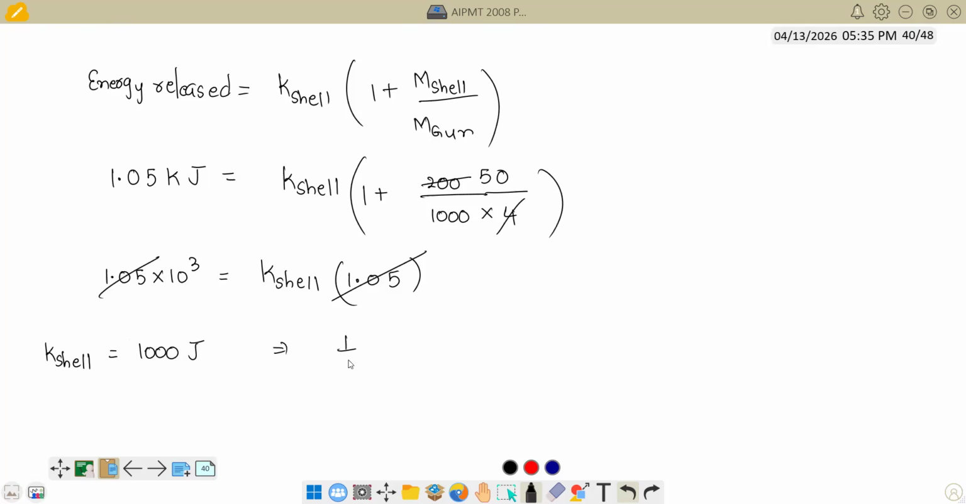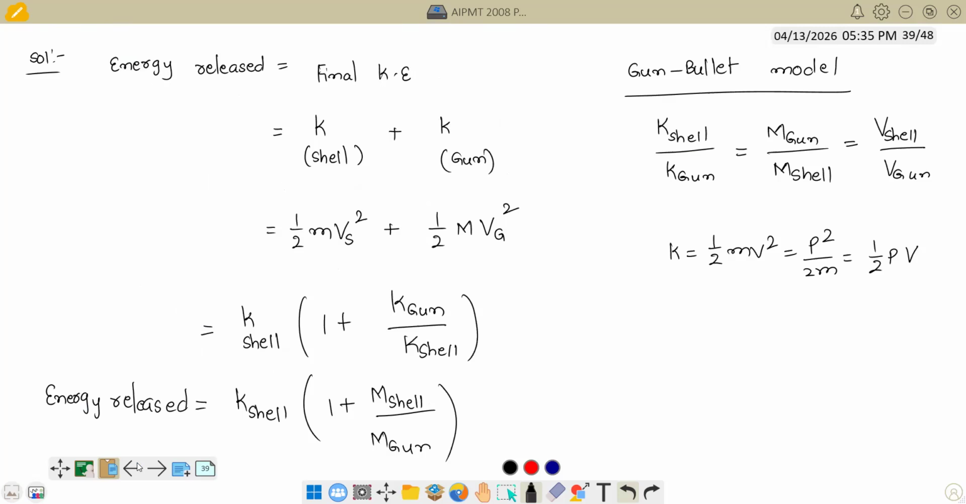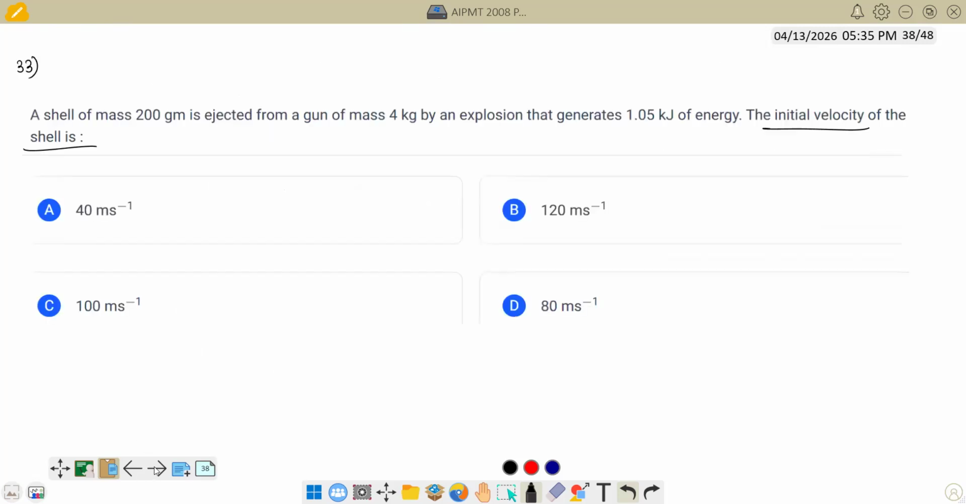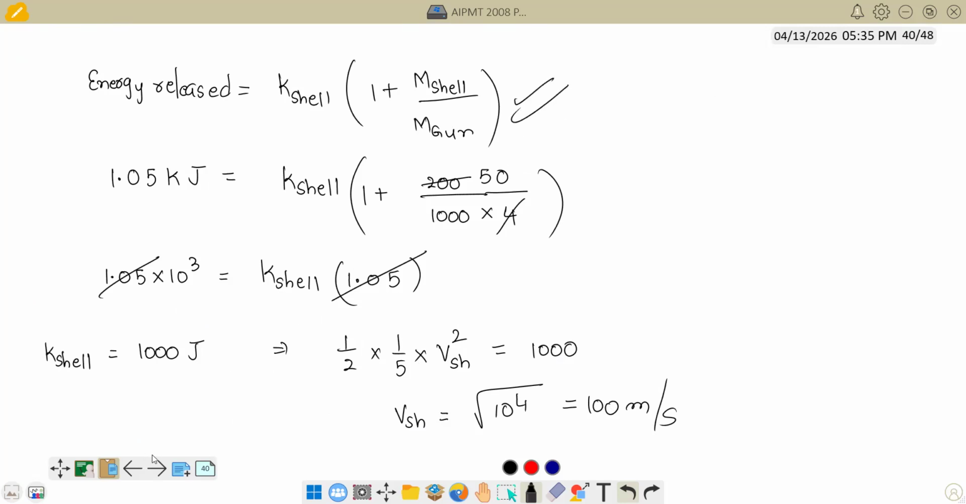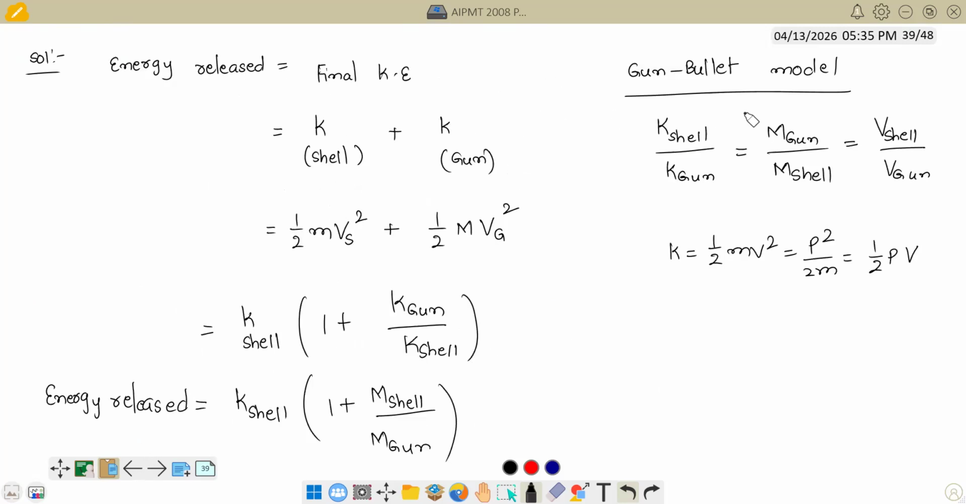We know the kinetic energy of the shell is half mv square, so half m into velocity of the shell square is equal to 1000 joule. So the velocity of the shell equals root of 10 power 4, so it should be equal to 100 meter per second. So the key concept is learning this formula, getting this formula from this one, and knowing this concept is very important. If you don't know it, write it in your notes. This is a very important relation in the gun-bullet model.